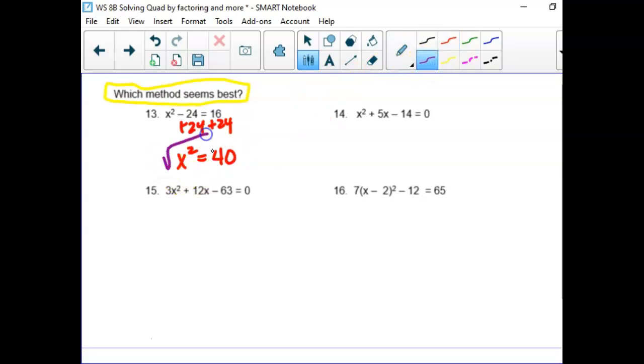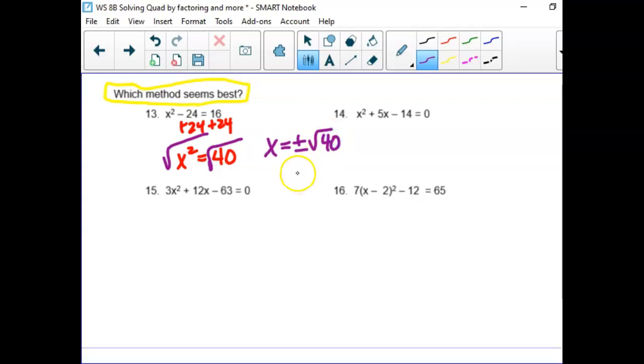Then if I square root, two things to worry about this time. Always worry about what? The plus or minus. X squared indicates two solutions when you see an x squared. Unless it's the same solution twice, it's always got two solutions. Now, I get plus or minus the square root of 40.